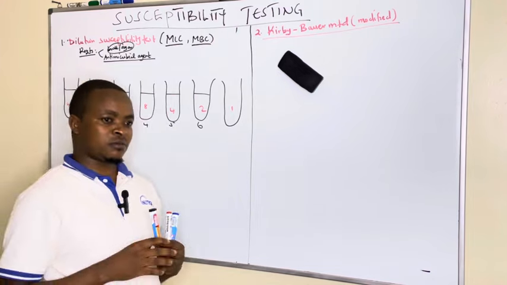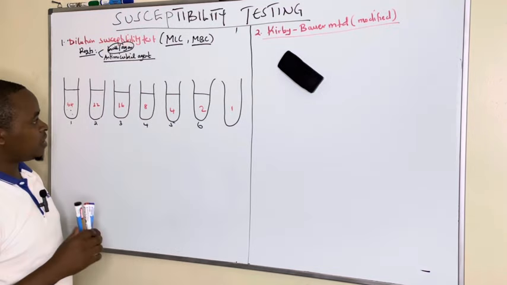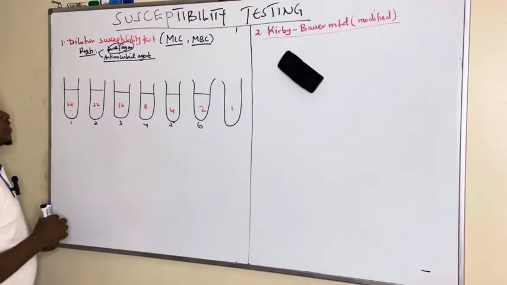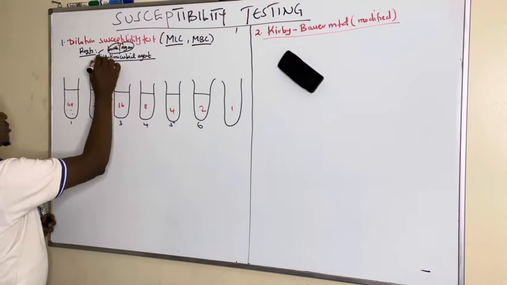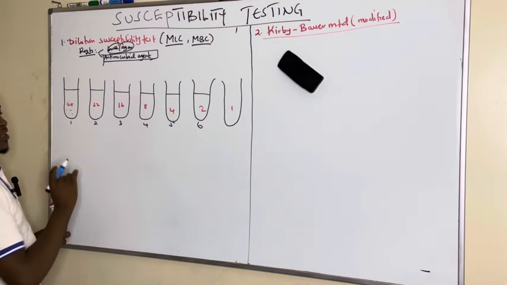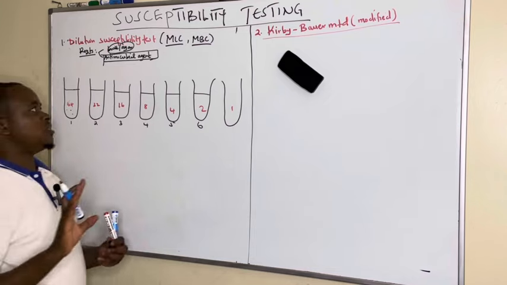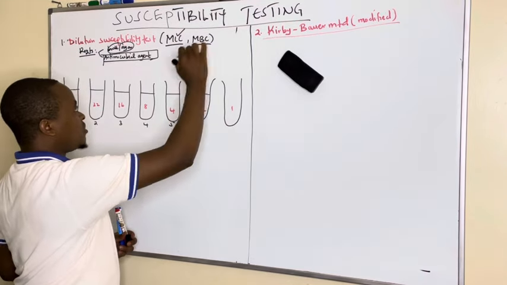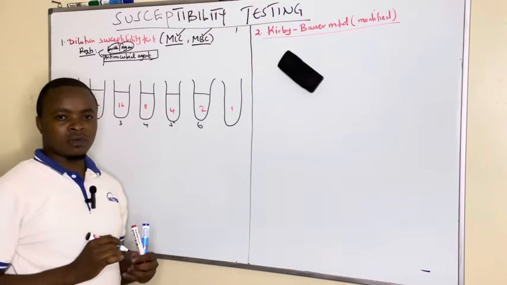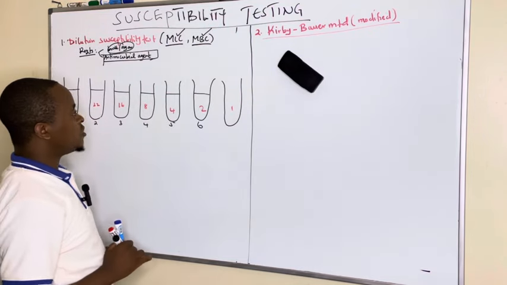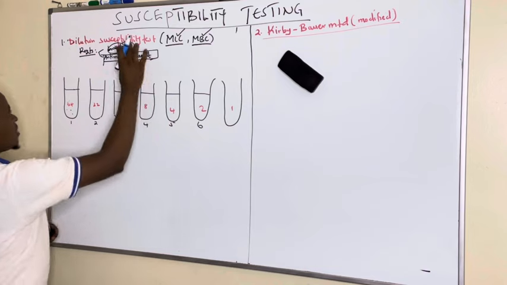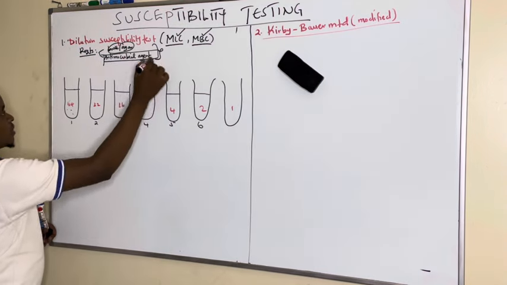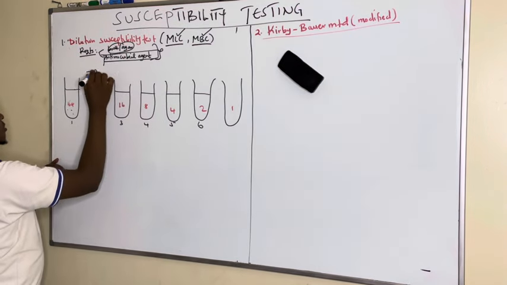So if it is chloramphenicol, we use chloramphenicol. If it is erythromycin, we use erythromycin. We use the antimicrobial agent in question, for which we want to determine the minimal inhibitory concentration and minimal bactericidal concentration. After having these two requirements, we make serial dilutions.